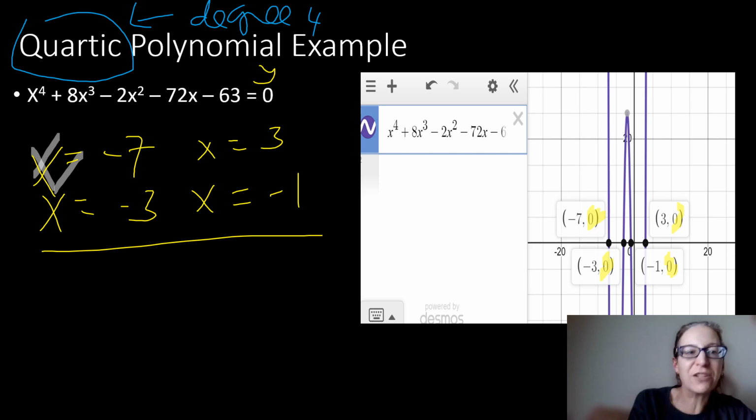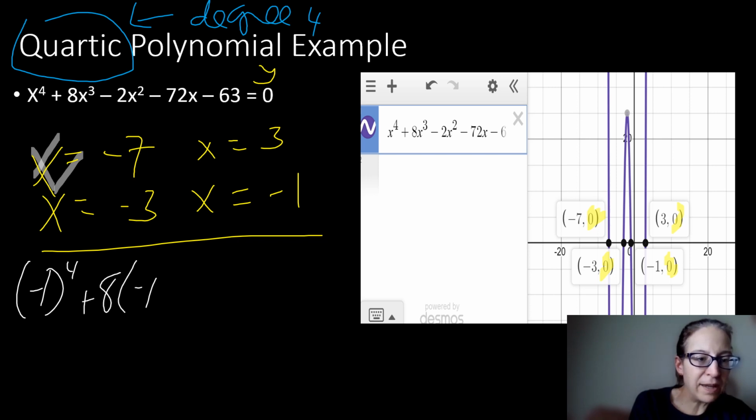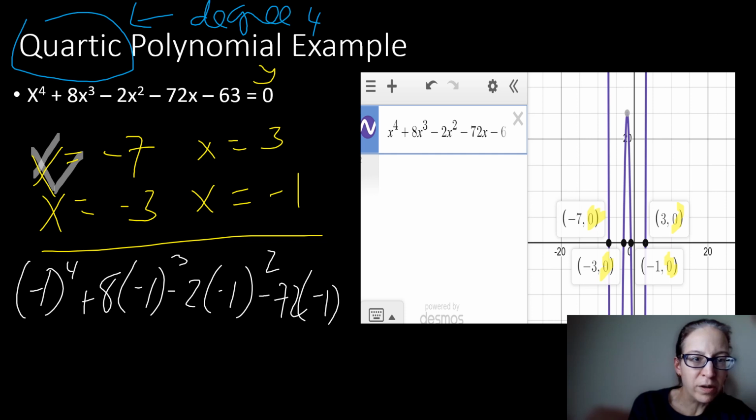Now just to reinforce this, and I know I'm probably beating a dead horse here, I'm going to pick just the x equals 3. Well, no, I'm going to pick x equals -1. If I take x equals -1 and plug it into the equation, and again, I am aware that I am probably going way overboard with this, but it really is so important.